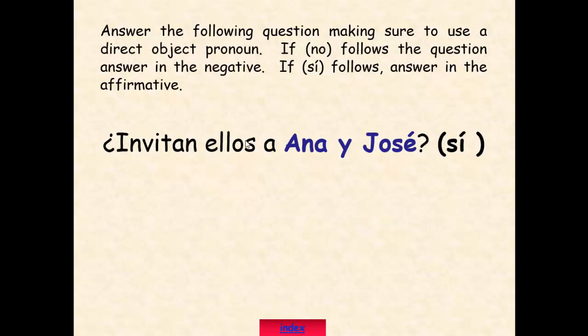¿Invitan ellos a Ana y José? Did they invite Ana and José? You're going to say yes. Sí, los invitan. Yes, they did invite them.